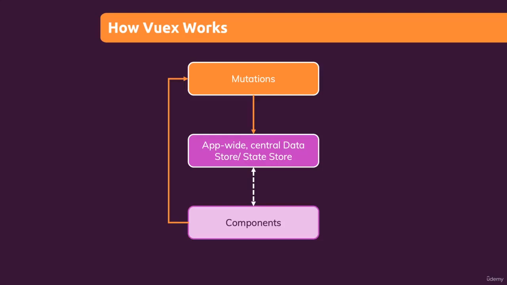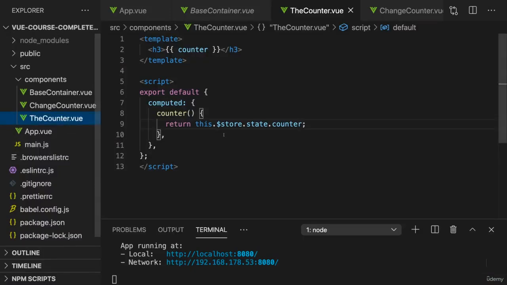So we use mutations to edit our data in the state, in the store. Now, just as we shouldn't directly edit the state from inside components, we could also argue that directly reading the state might not be ideal. Why could this be suboptimal?